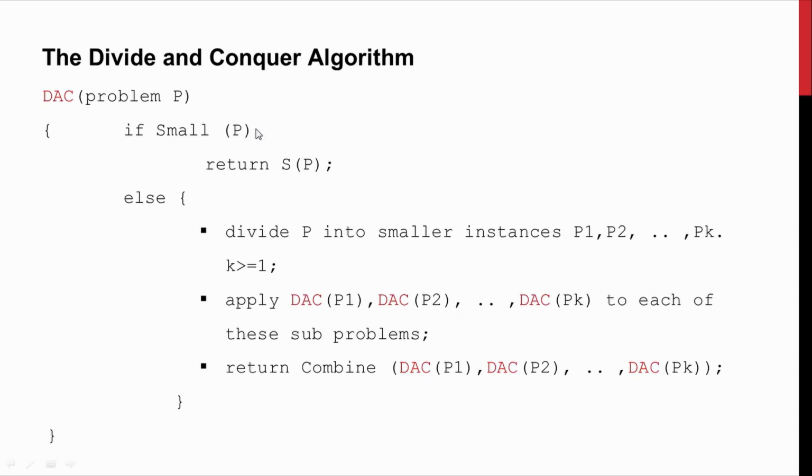So in this algorithm, initially we have the problem P. If it is small enough, then we solve it. Otherwise, we divide P into sub-problems P1 to Pk, and then again apply divide and conquer on each sub-problem, and if they are solvable, then combine their solutions to create the original solution.